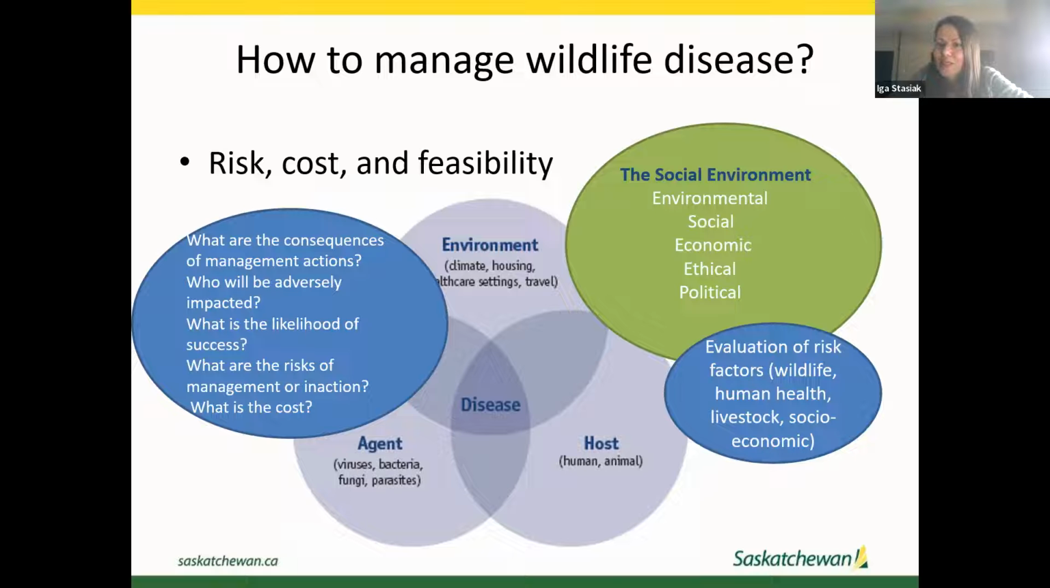I mean, we're trying to limit risks, but there will be outcomes that will maybe be adverse outcomes for some groups. So who will be adversely impacted? What's the likelihood that we're going to be successful? What are the risks if we do nothing? And yeah, the associated costs, which often can be limiting for us.